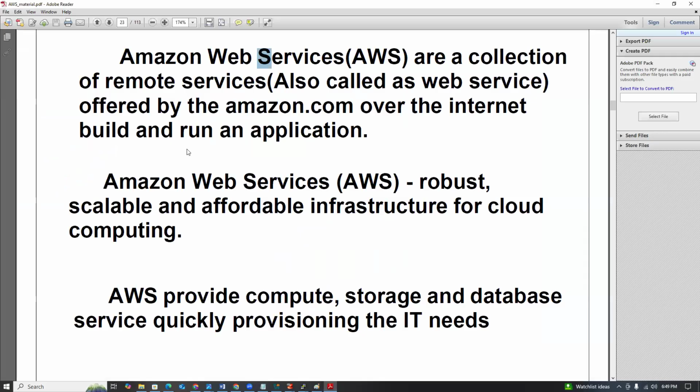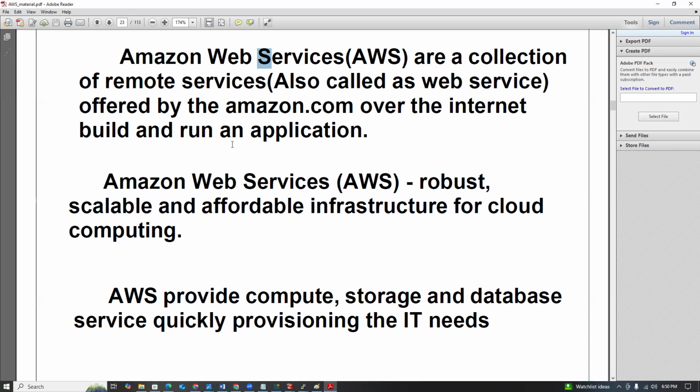Amazon Web Services is a collection of remote services offered by Amazon.com over the internet to build and run applications. In the same way, in the data center we are also building and running applications. We already deployed Tomcat and Apache, and the same way we can do it on Amazon also. But what is the difference? If you want to deploy a server in the data center, everything is manual. In the cloud, in one click, it creates everything.